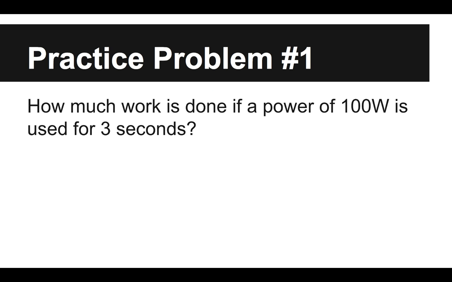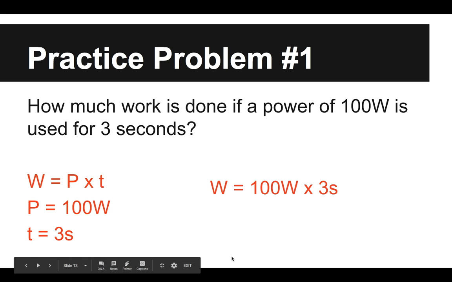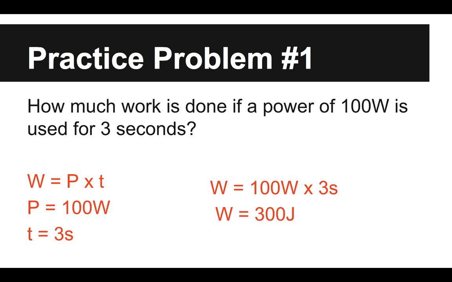So we want to know how much work is done if a power of 100 watts is used for 3 seconds. So we're looking for how much work, but this equation includes power. So we know that we can use the power equation, and that we don't want to use our force times distance. So if work is equal to power multiplied by time, our power is 100 watts and the time is 3 seconds. So we can plug those values in, and 100 watts times 3 seconds is 300 joules.